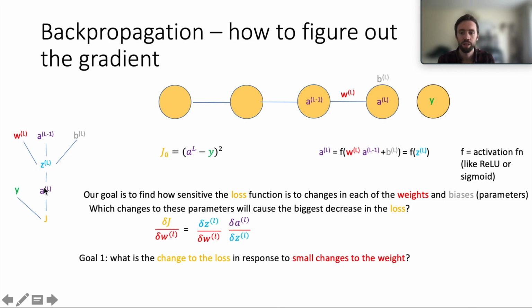After that, we ask how AL changes with a little change to ZL. And finally, how the loss J changes in response to a little change in AL. And if we multiply these three things together, we will get this partial derivative of the loss with respect to W. And this is just the chain rule from calculus.